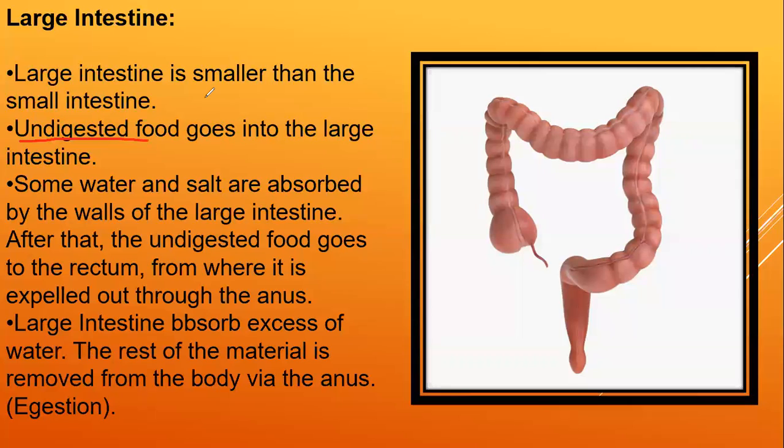What is assimilation? Assimilation means utilization of the absorbed food. The absorbed food from small intestine is utilized for metabolic activities. So this metabolic activity starts soon after the food passes from small intestine to large intestine.